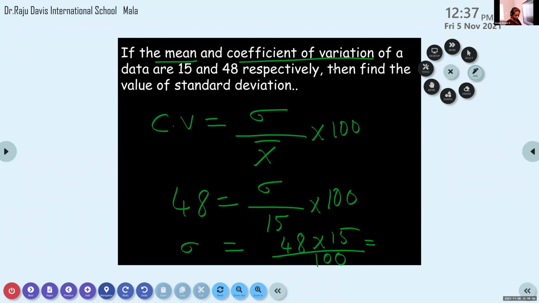Okay, so the answer is 7.2. This is how we can find the coefficient of variation. You need to find it only for standard deviation, not the other ones, because you are not learning about mean deviation, range and quartile deviation. So only standard deviation. This is enough for you.